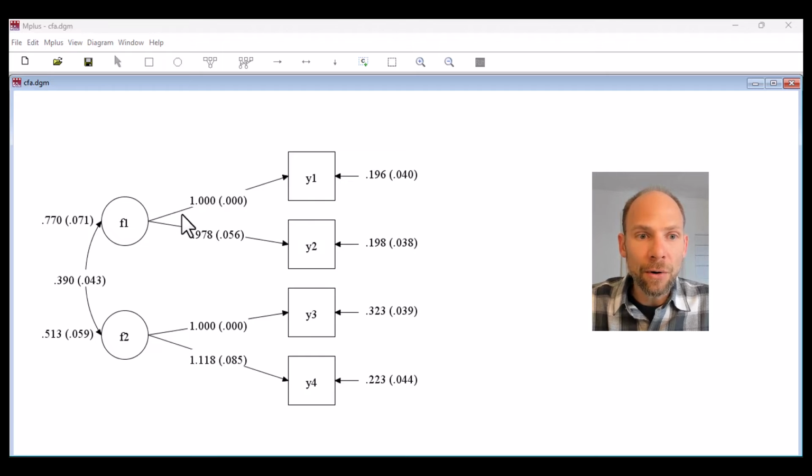Now, further note that when we look at the loadings, you can see that the first loading here is actually exactly 1.0 with a standard error of exactly 0.